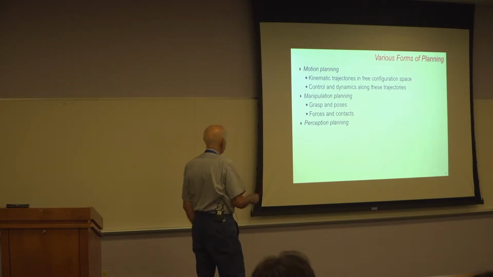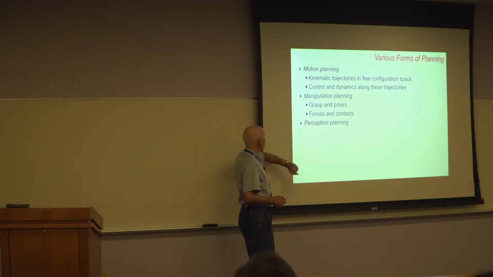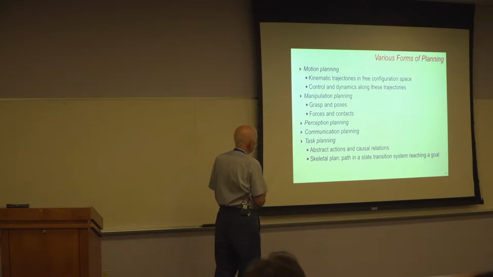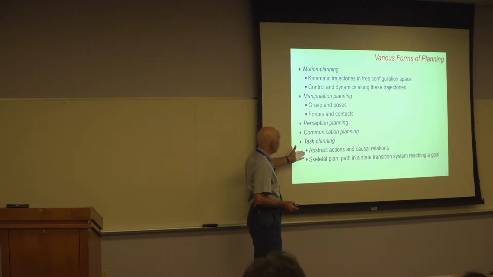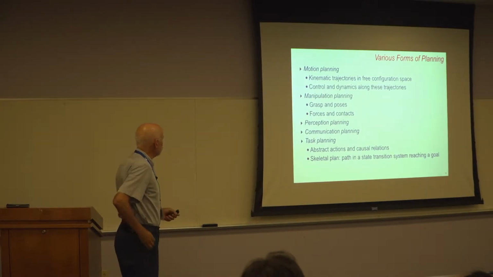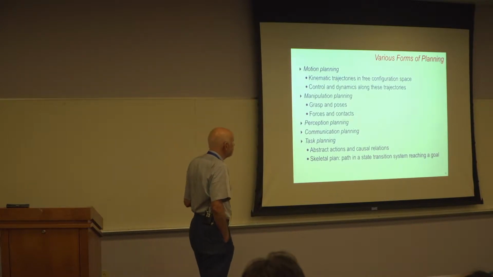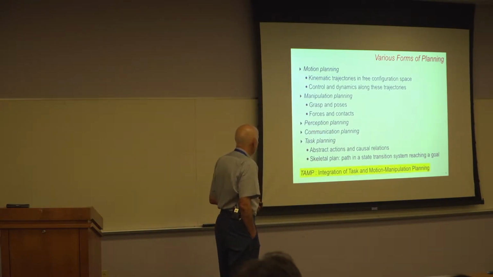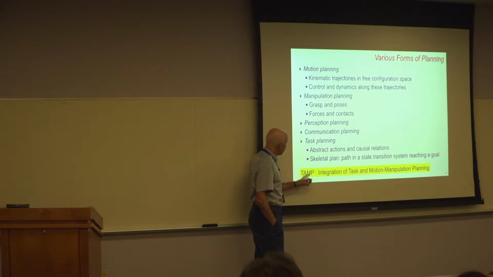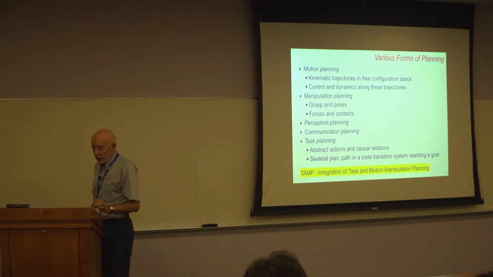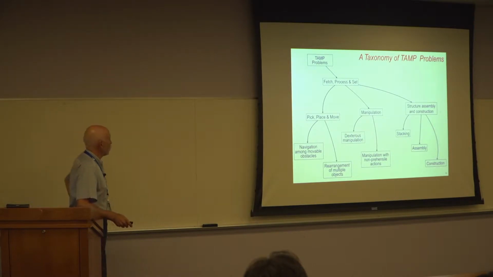And you have perception planning that I'm not going to talk about, but at one point, very briefly, communication planning. I said nothing about that, and the general task planning, which we all know about, that considers abstract actions and causal relations, and you generate what is often referred to as skeletal plans, a path in a state transition system at this abstract level for reaching your goal. And the classes of integrated task and motion planning here that I'll be covering are the integration of task and motion manipulation planning. So here is a taxonomy of TAMP problems.